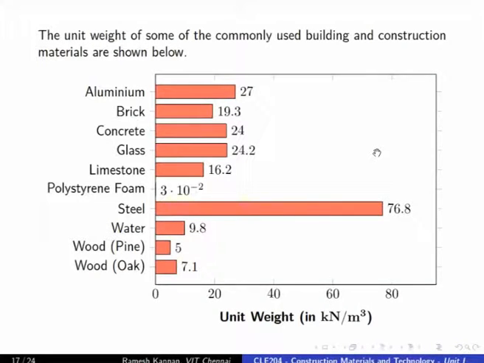And here is the unit weight of some of the commonly used construction and building materials. To note, this is very similar to the graph which we showed in our density. For example, the density of water is 1000, whereas the unit weight of water is just 9.8 kilonewton per meter cube. It's all very similar to what we dealt with in the density of these construction materials. And concrete has a density of around 2400, and this has around 24 kilonewton per meter cube as a unit weight.